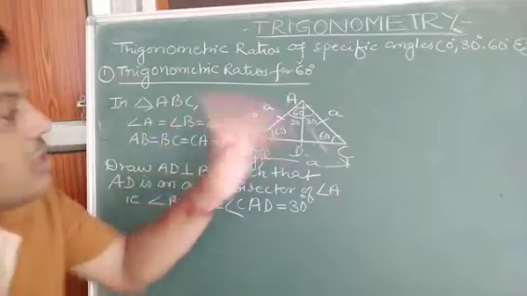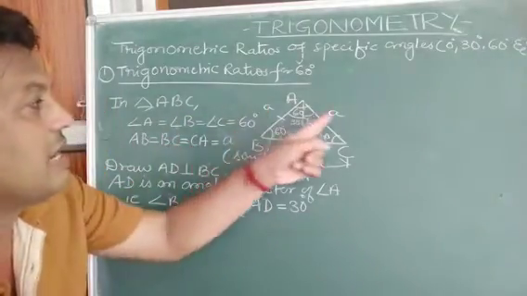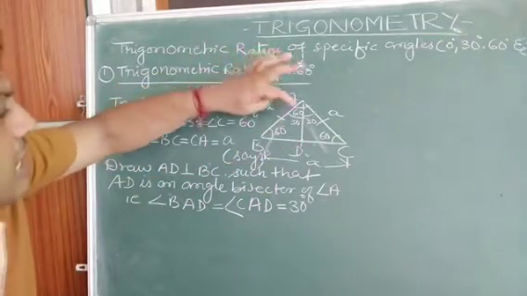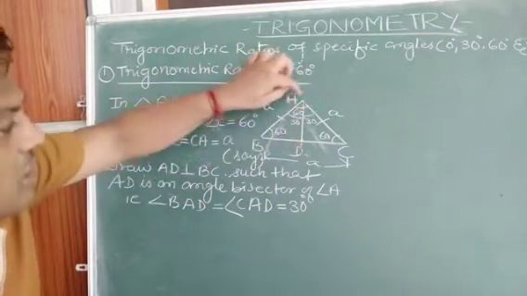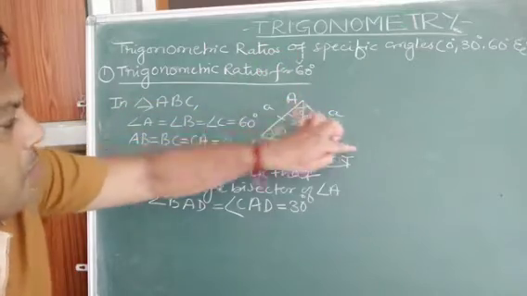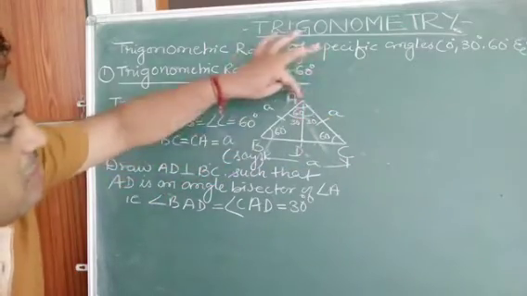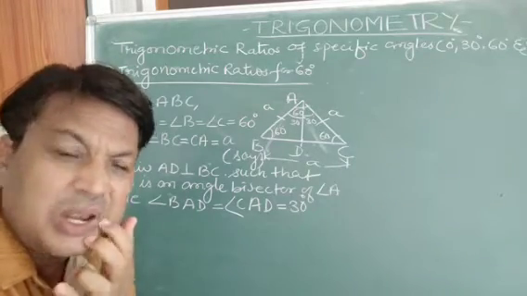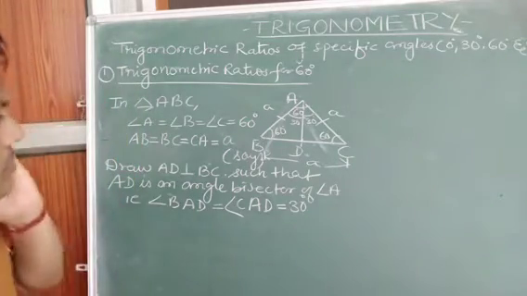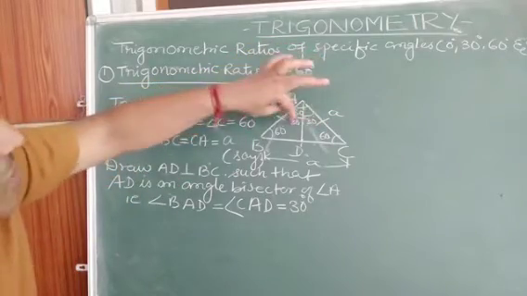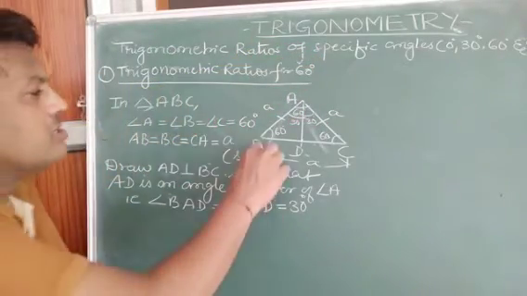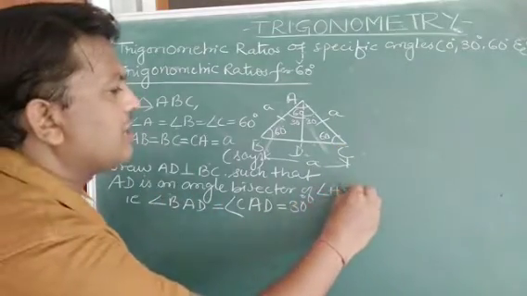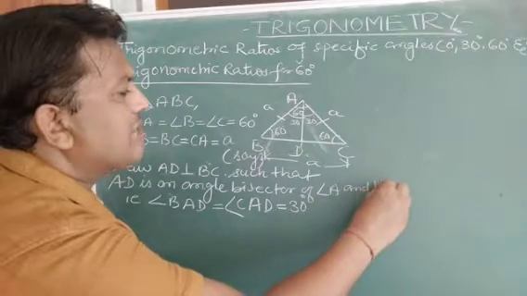First we took one equilateral triangle with sides a. All sides are equal, angles are also equal. Then we drew AD perpendicular to BC. Here AD is bisecting angle A into two equal parts, 30 degree each. So this angle and this angle are equal, and each is equal to 30 degree. This AD will bisect BC also. It is the bisector of angle A and of side BC.